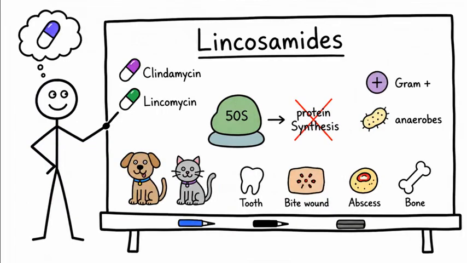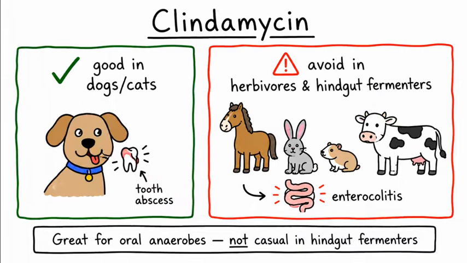Lincosamides, like clindamycin and lincomycin, are another 50S protein synthesis class. Clindamycin is very useful in dogs and cats for many gram-positive and anaerobic infections, especially dental infections, bite wounds, abscesses, and some bone infections. The caution is similar to macrolides in herbivores.